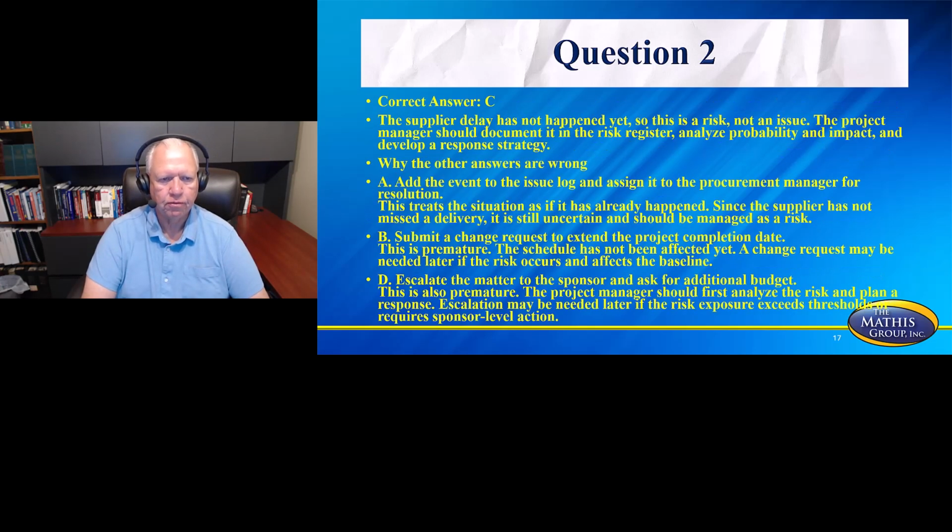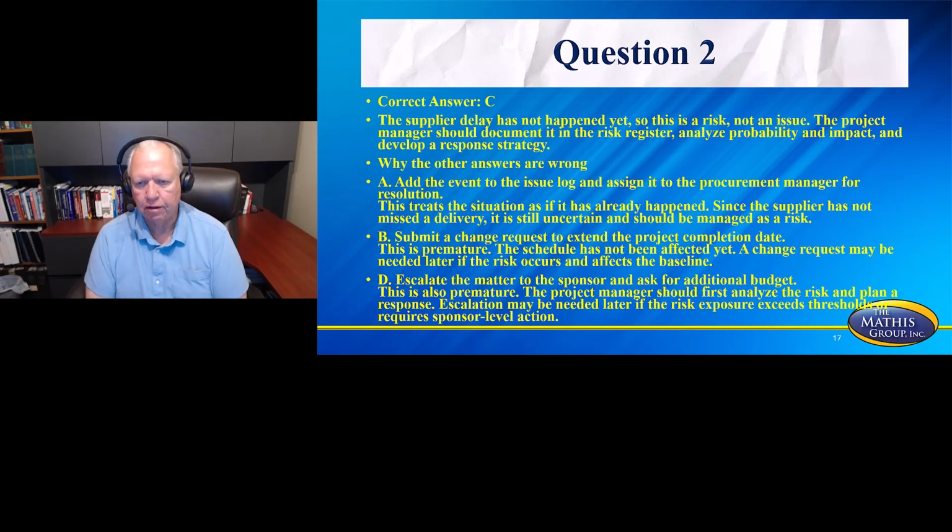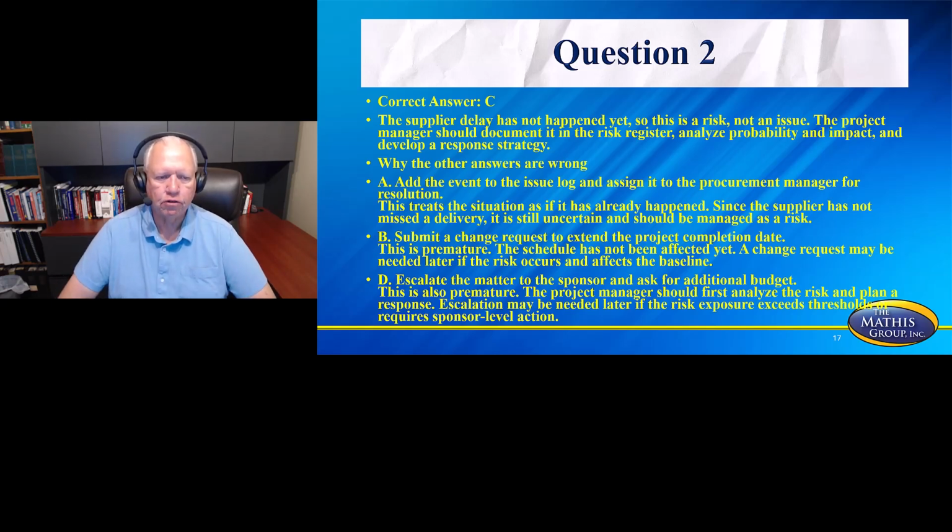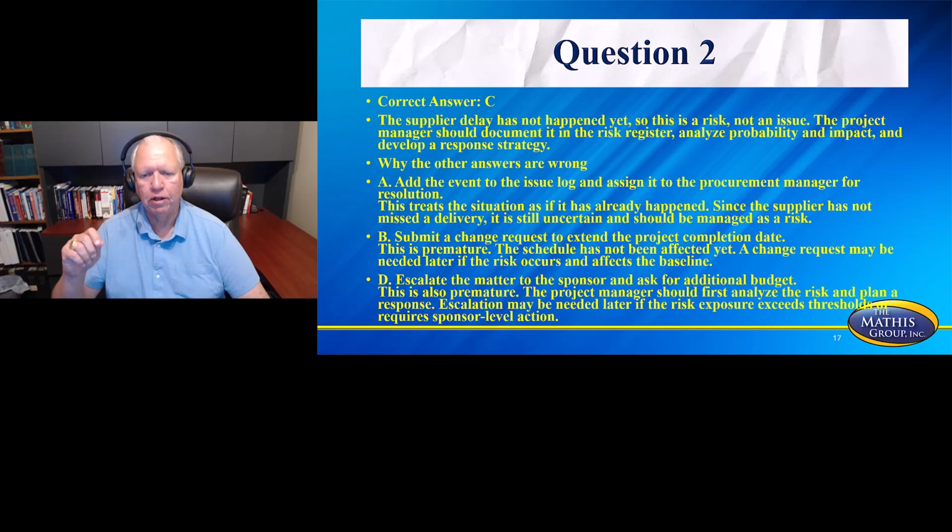So here's your answers. So the correct answer here is C. The supplier delay has not happened yet, so this is a risk, not an issue. The project manager should document it in the risk register, analyze probability, impact, and develop a response strategy. Why are the others wrong? Well, A adds the event to the issue log and assigns it to the procurement manager for resolution. This treats the situation as if it's already happened, and since the supplier has not missed a delivery date, it is still uncertain and could be managed as a risk.